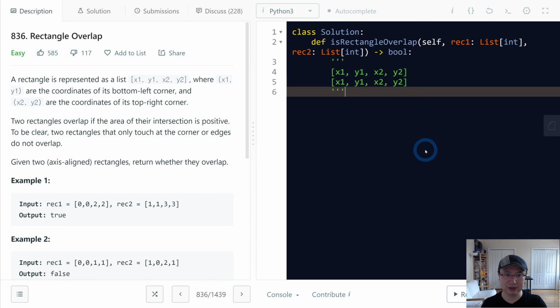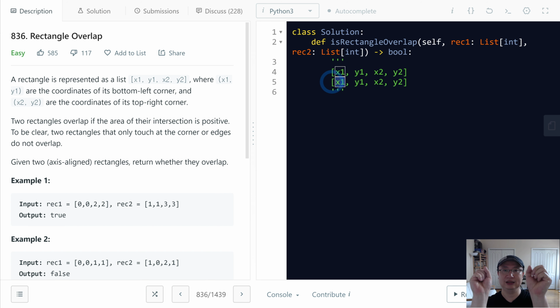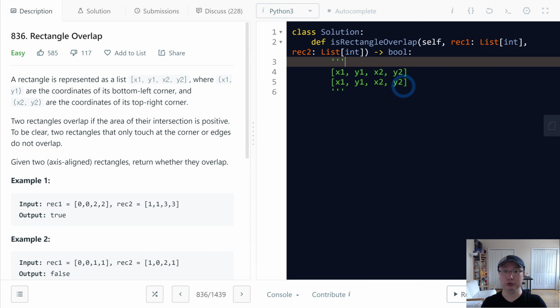These two rectangles are given. If x2 is smaller than or equal to x1, that means this one is bigger, and they cannot meet. And y is also the same. If y2 is smaller than y1, then they cannot meet. Even if another coordinate is the same, they cannot overlap. So I will use that.